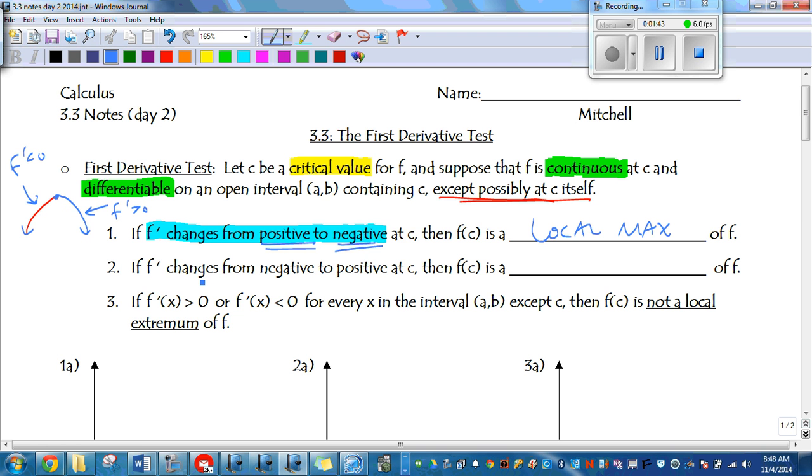So the other one, if the derivative of F changes from negative to positive at C. So we're negative, then positive. On this side, derivative is less than 0. This side, derivative is positive, greater than 0. What kind of a point do we get? Local min. Okay, so derivative changes from negative to positive. You can kind of do it with your hands. If your slope is negative, then positive, at that point where it changes, you get a minimum. If it's positive, then negative, then we have a local max.